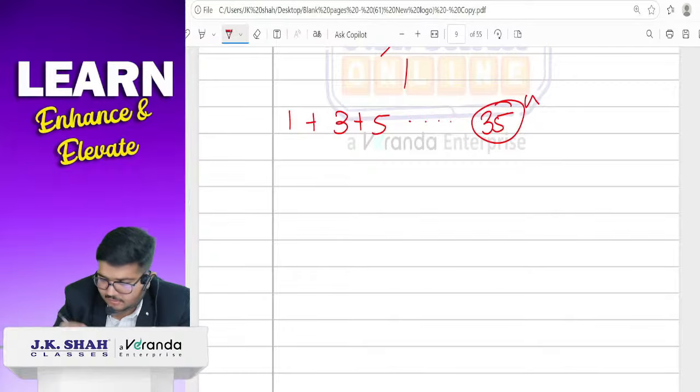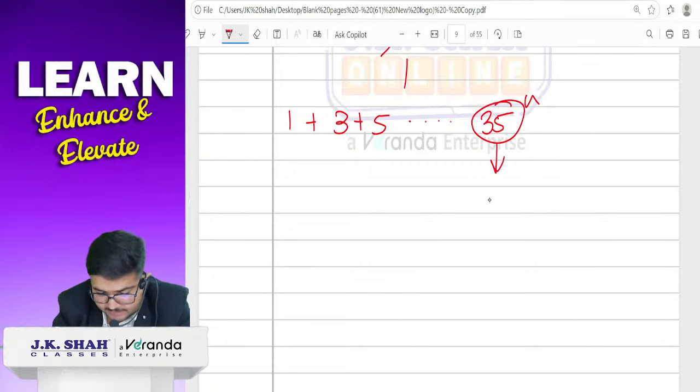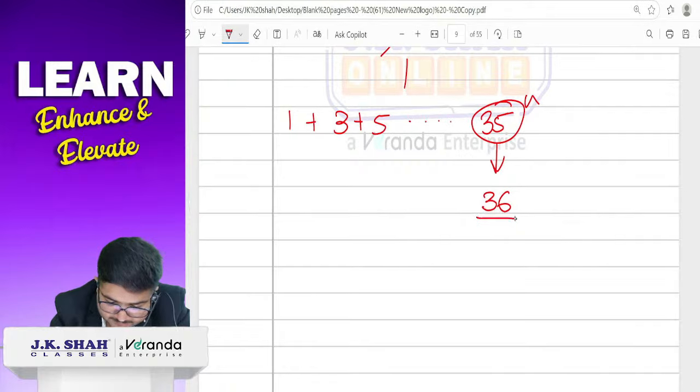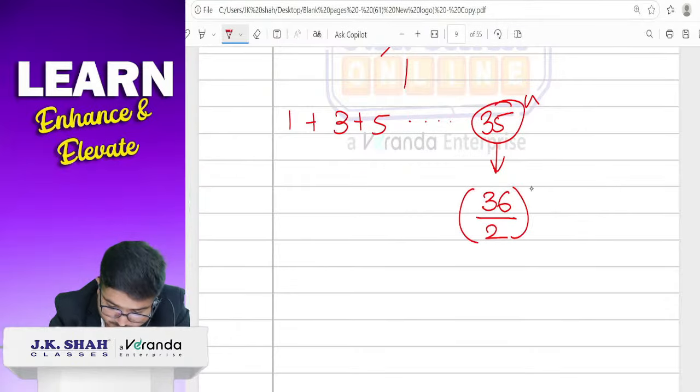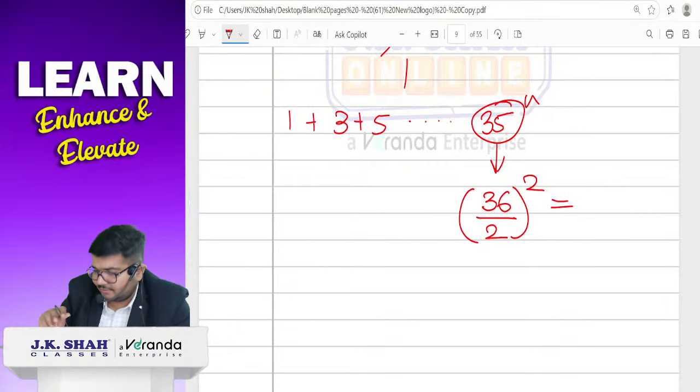Now here you have to apply different steps. Now here you have to follow 3 steps. You don't have to take n, you don't have to take 35, you have to take the next number. Then you have to divide it by 2, then you have to find the square of that number.